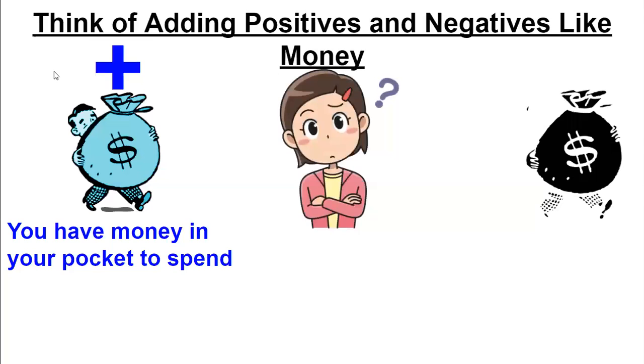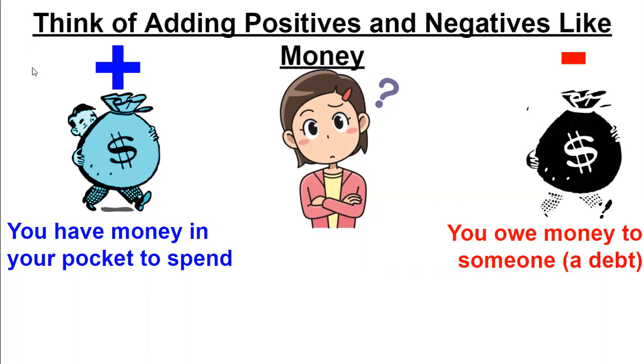The other side is the negative numbers. This is money she owes. You owe money to someone, a debt. The negative numbers are your debt. Positive numbers are money in your pocket. So how does this work?